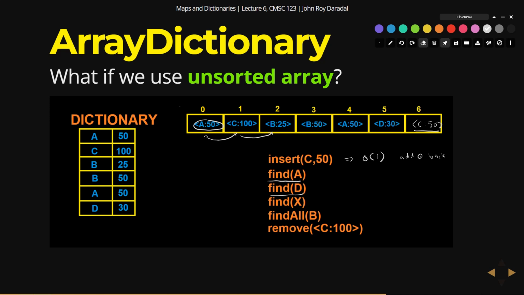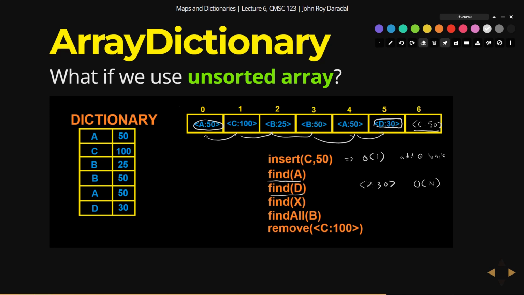Is this D? No. Is this D? No. Is this D? No. Is this D? Yes. So you found D30, so you return that. But you've essentially gone through the whole array, you've traversed, so this takes O of n, right?